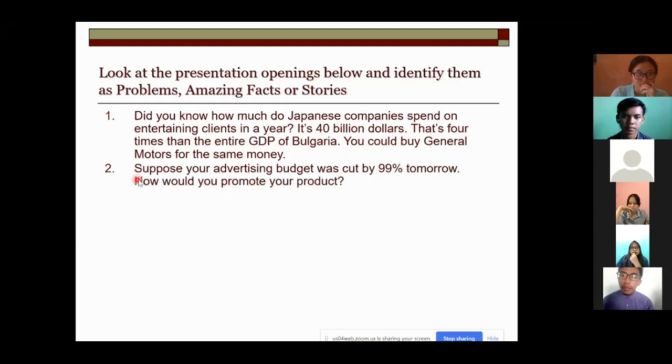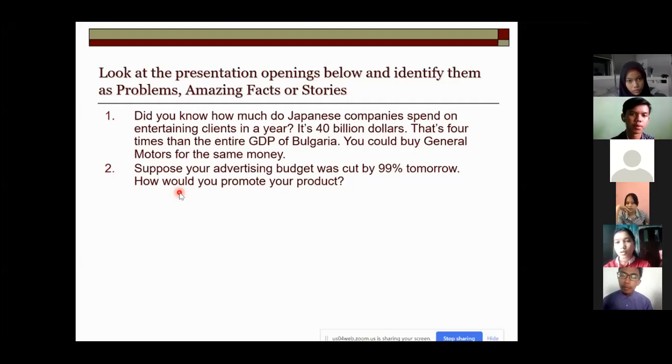What about number 2? I'll read it for you. Suppose your advertising budget was cut by 99% tomorrow. How would you promote your product? So the presenter is trying to give a problem. If you are in this problem, how would you be? How would our company promote our product, right? That's great.